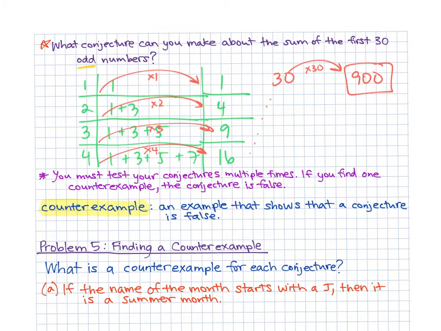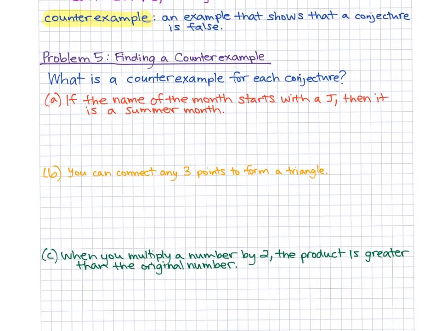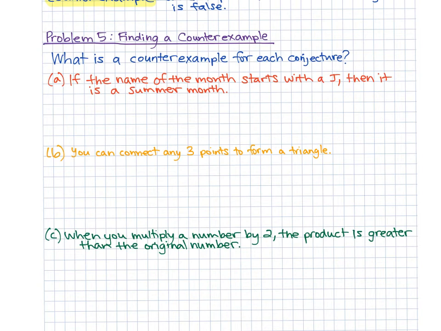So let's look at some examples of finding a counterexample. What is a counterexample of each conjecture? If the name of the month starts with a J, then it's a summer month. Well, that's true for June. That's true for July. But what about the best month of the year, because it's my birthday month? Just kidding, it's not the best month of the year. It is January, right? That is not a summer month. So this is my counterexample.